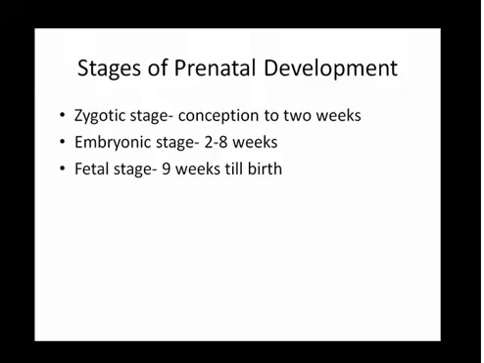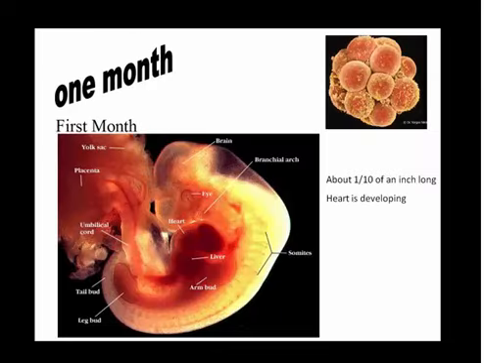And once it attaches to the uterus, then that becomes the embryonic stage. During the embryonic stage, basically all the basic organs are developed. The basic organs of the child are all developed by about 8 weeks. So that's called the embryonic stage. Then the final stage is called the fetal stage, and that's about 9 weeks until birth. And basically what happens is the organ systems continue growing and developing. So I have pictures of each of these stages coming up.